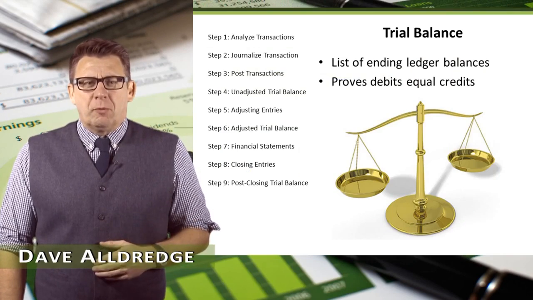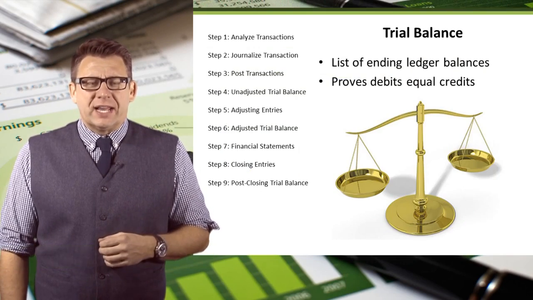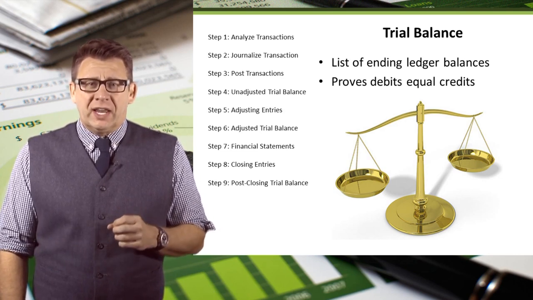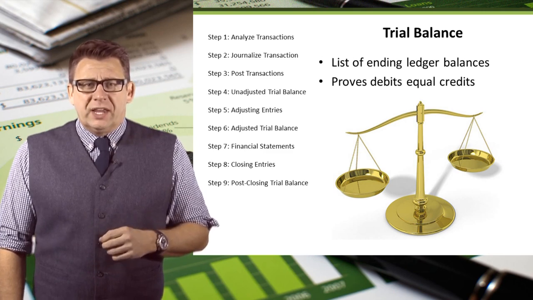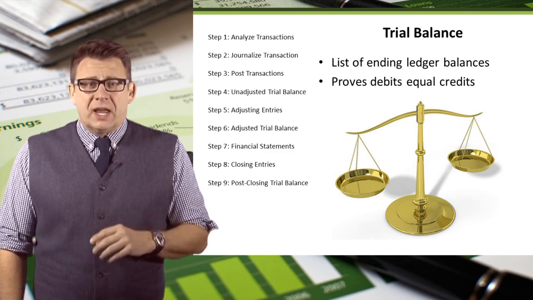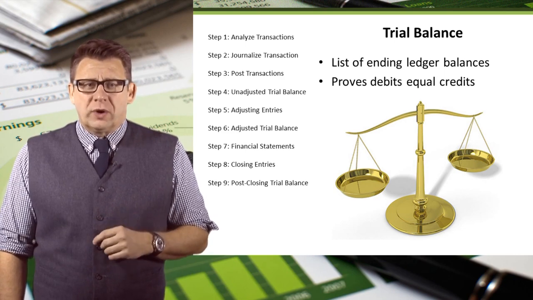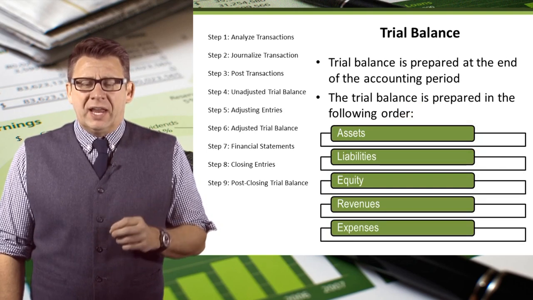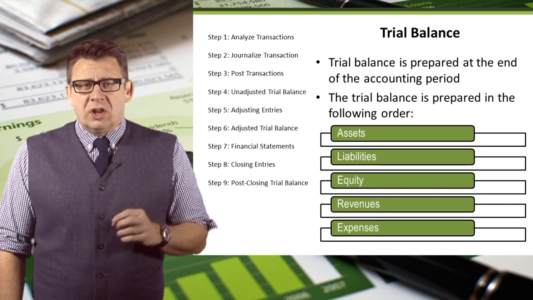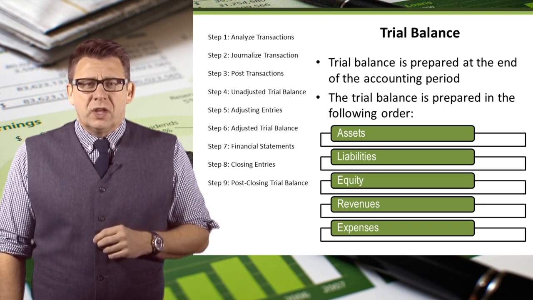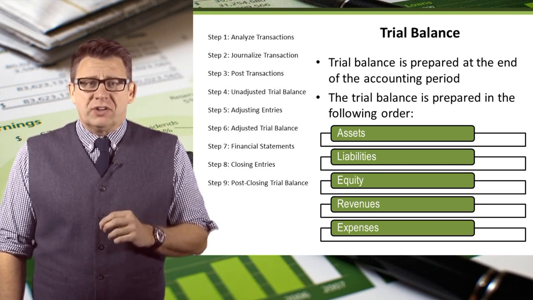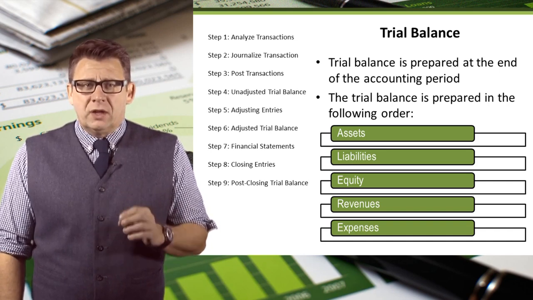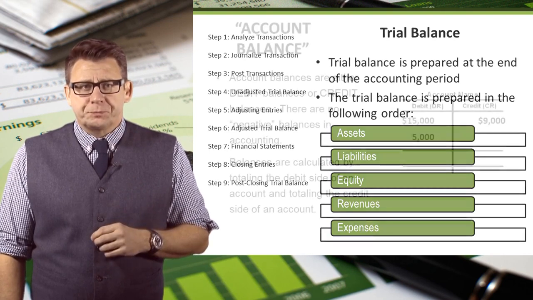Preparing the unadjusted trial balance is the fourth step in the accounting cycle. A trial balance is a list of company accounts and their ending ledger balances. Its primary purpose at this step is to make sure that debits equal credits. The trial balance is prepared at the end of the accounting period, as are all of the subsequent steps in the accounting cycle. The trial balance lists accounts in the following order: assets, liabilities, equity, revenues, and expenses.